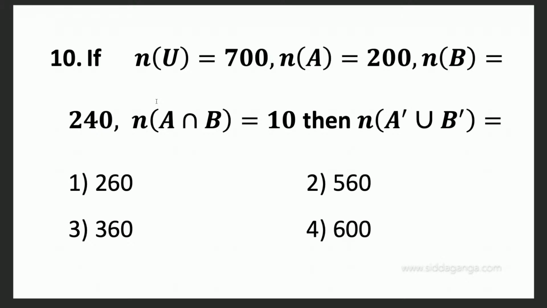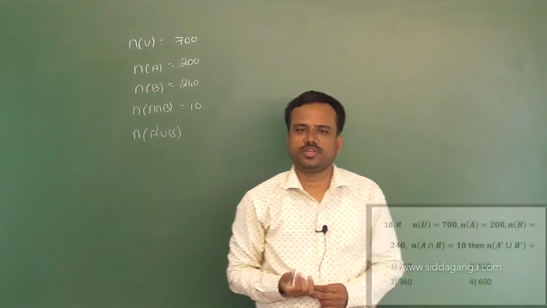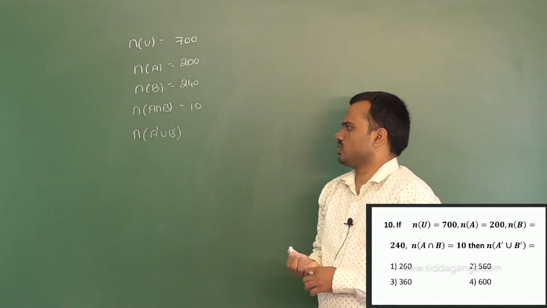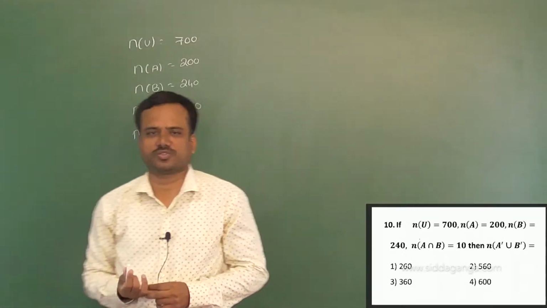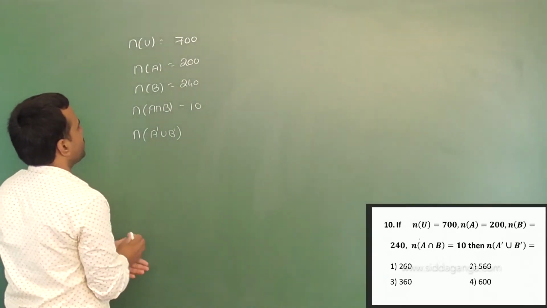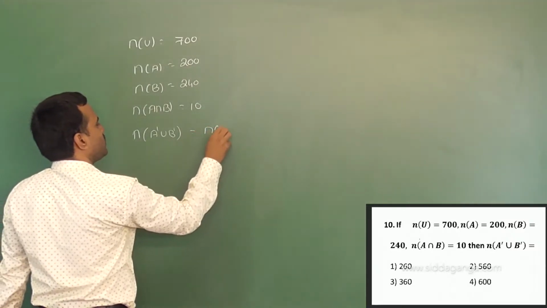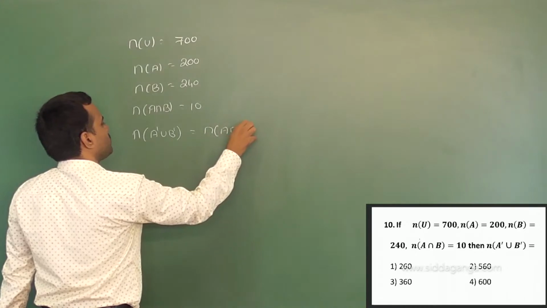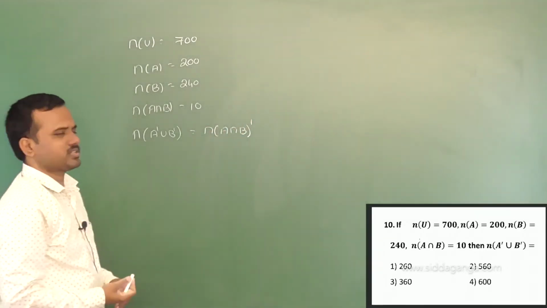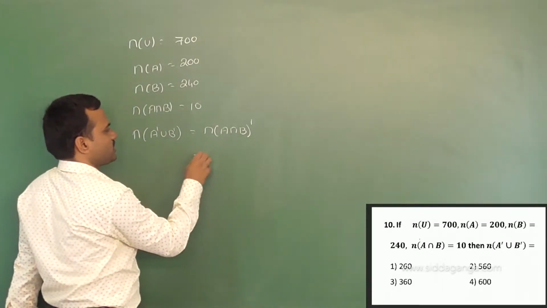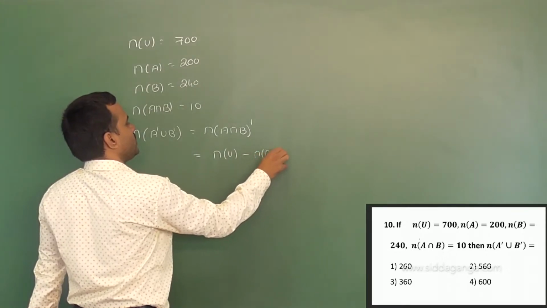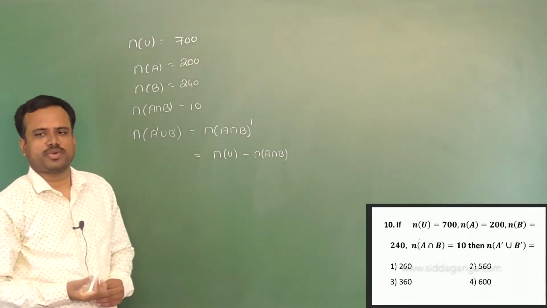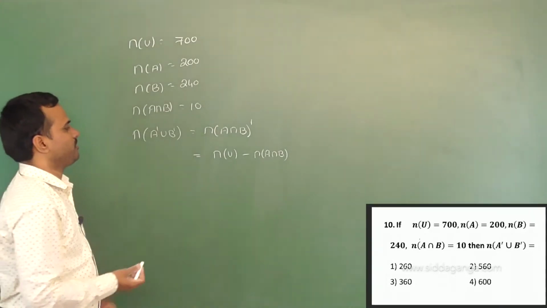N of A dash union B dash. Correct now? In a very simple manner we can solve this one. So N of A dash union B dash, according to De Morgan's law, is always equal to A intersection B whole dash. So this is equal to N of U minus N of A intersection B.